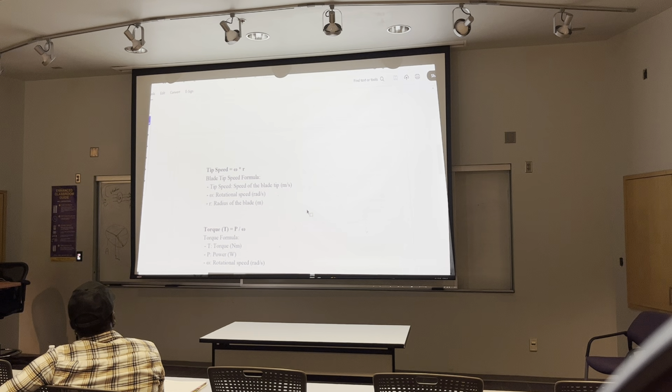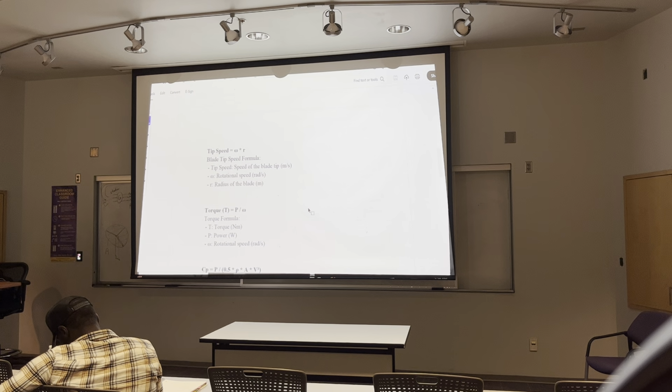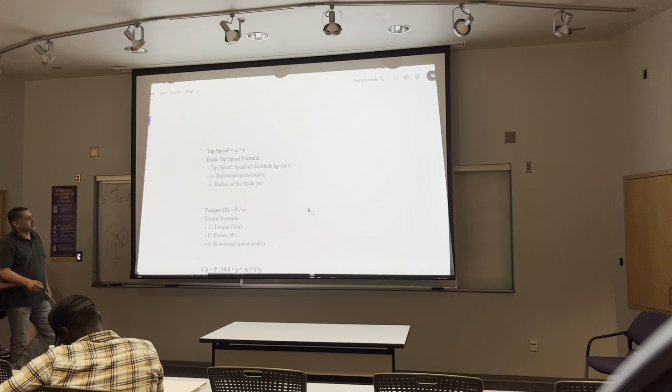Now, tip speed equals omega times R. This is the blade speed formula, typically the speed of the blade in meters per second. Omega is the angular velocity or rotational velocity in radians per second, 2 pi f. And R is the radius.